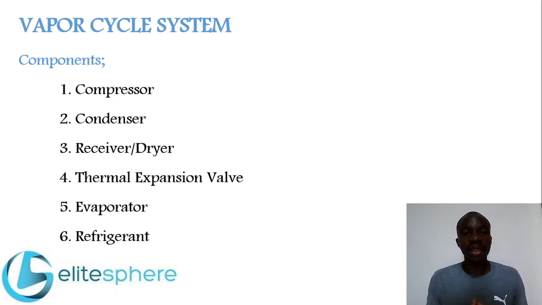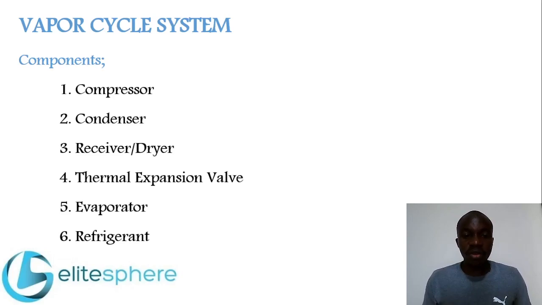The high pressure liquid then goes to the receiver dryer. The receiver dryer acts as a reservoir for the refrigerant, and it also acts as a component where the moisture that is found in the refrigerant is removed, because this receiver dryer has a desiccant that acts to remove any moisture found in the refrigerant. From the receiver dryer, this high pressure liquid goes to the thermal expansion valve.